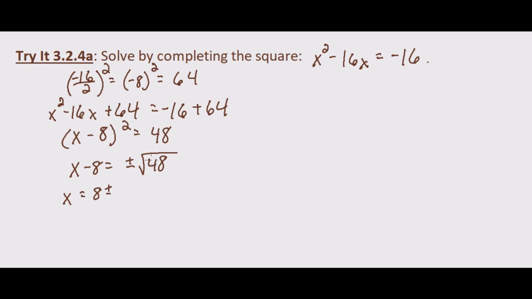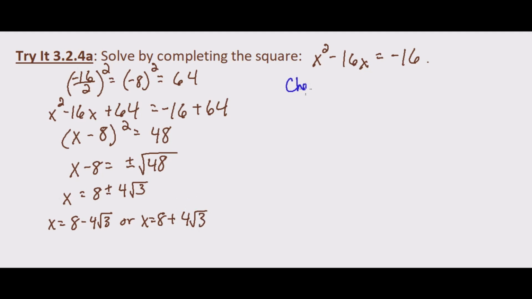We'll simplify. That's 16 times 3. So the square root of 16 is 4. We're left with the square root of 3. So x equals 8 minus 4 times the square root of 3, or x equals 8 plus 4 times the square root of 3.